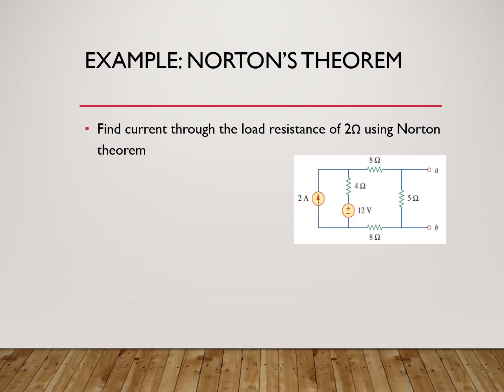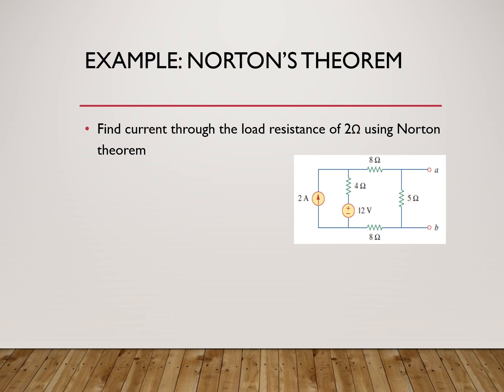Now let's do a problem with Norton's theorem. You have to find the current through the load resistance, given here. The load terminals are given, and for a value of 2 ohm, you have to find the current through the load resistance. So first, let us find I Norton and Rn.